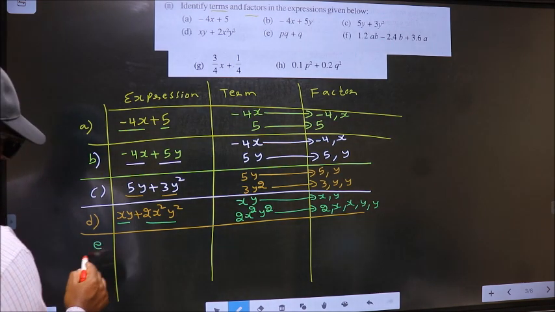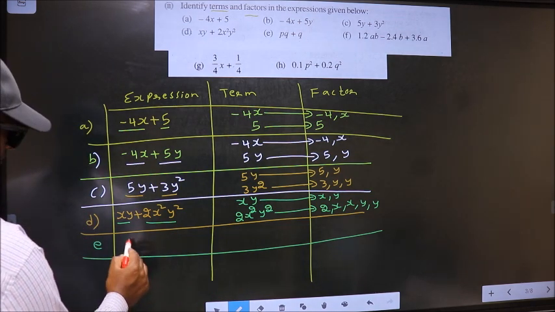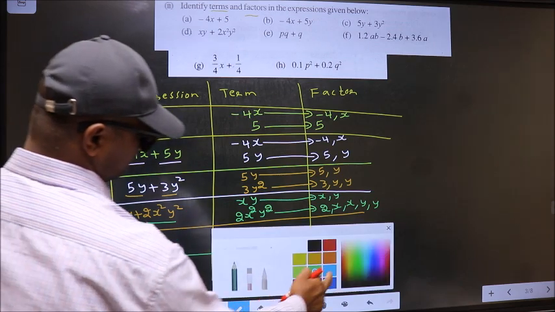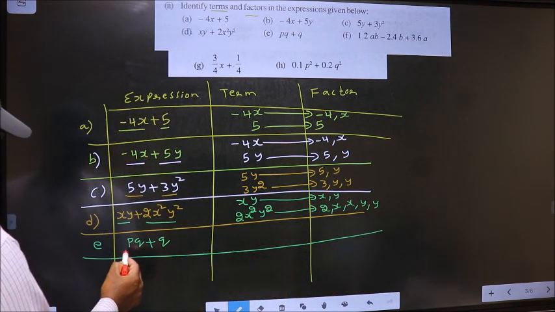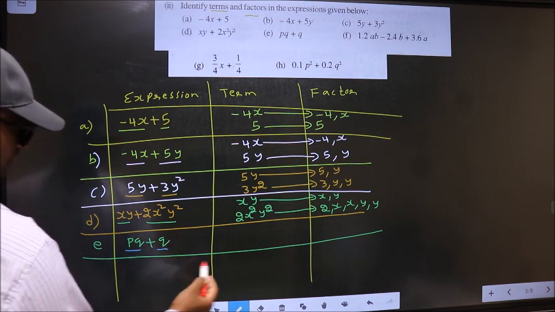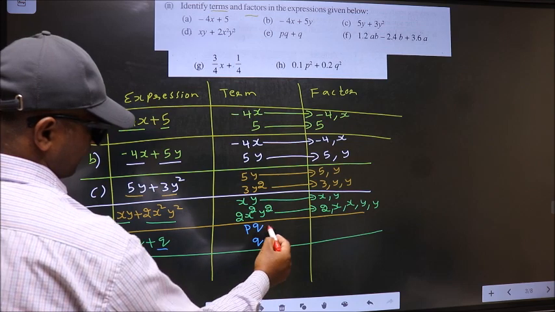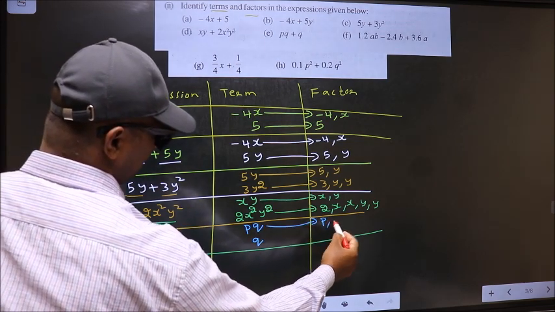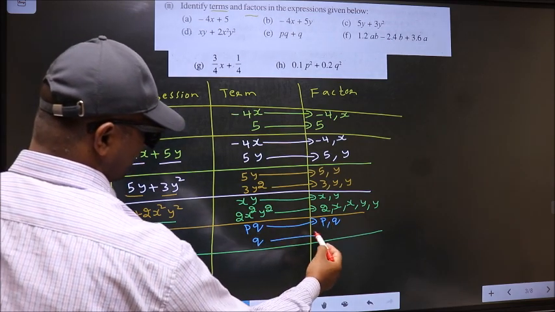Next, E. E is PQ plus Q. In this expression, the terms are this and this, that is PQ and Q. By multiplying, what all will we get PQ? By multiplying P and Q. So these are its factors, and Q as it is.